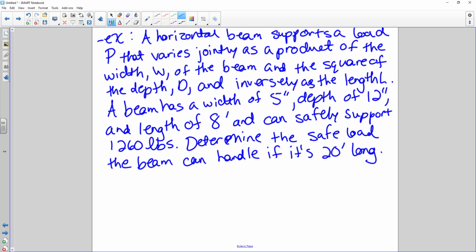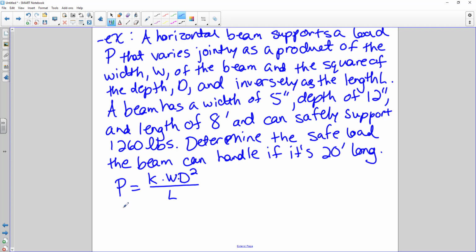Okay, so let's go back to the beginning. The beam supports a load P that varies, so P equals, I'm going to need a K, jointly as a product of the width and the square of the depth. So K times W times D squared, and inversely as the length. Okay, so I've got all my variables there.